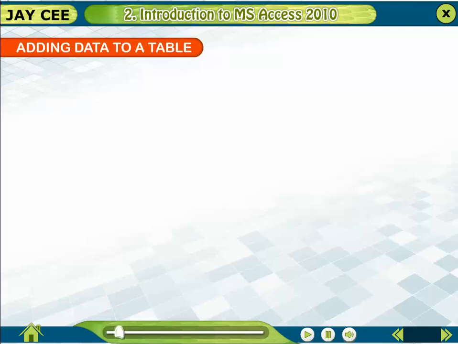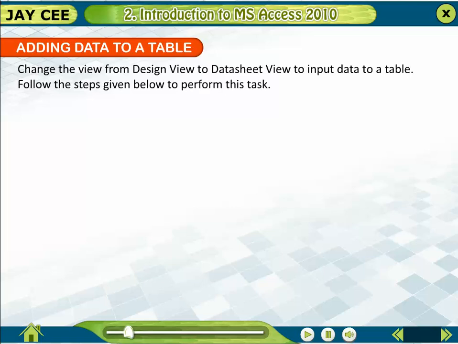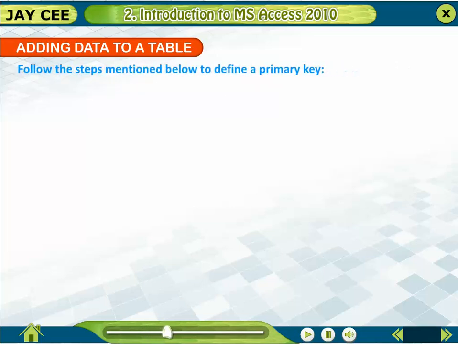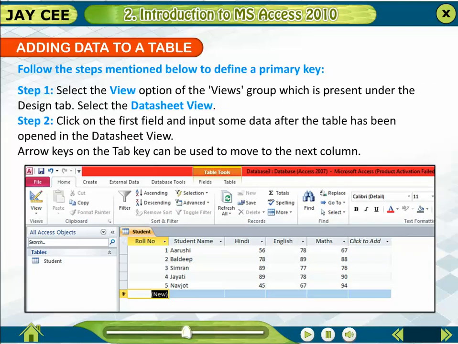Adding data to a table. Change the view from Design View to Data Sheet View to input data to a table. Follow the steps given below to perform this task. Select the View option of the Views group, which is present under the Design tab. Select the Data Sheet view. Click on the first field and input some data after the table has been opened in the Data Sheet view. Arrow keys or the Tab key can be used to move to the next column.